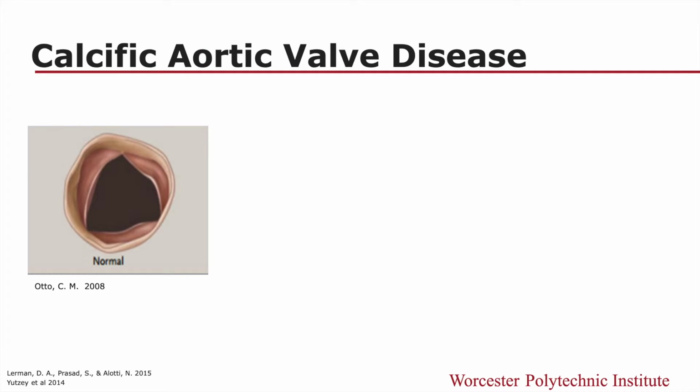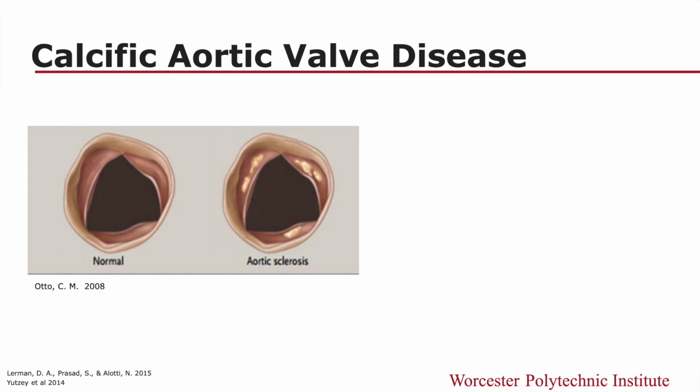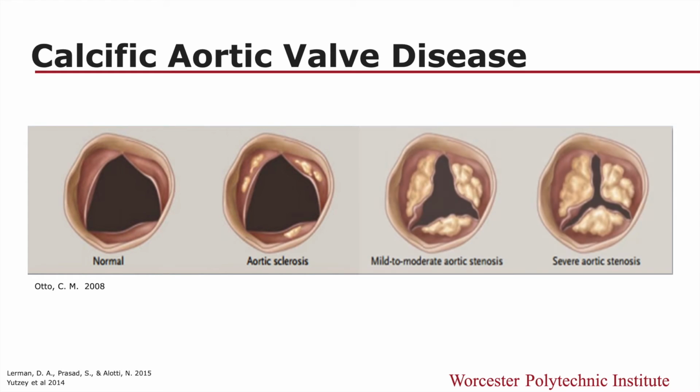Calcific aortic valve disease is where calcium deposits form on the aortic valve and cause the opening of the valve to narrow. This ranges from a mild variation called aortic sclerosis to a more serious disease called aortic stenosis. It's one of the most common valvular heart diseases in the world, with 2 to 4% of individuals over the age of 65 affected by it.